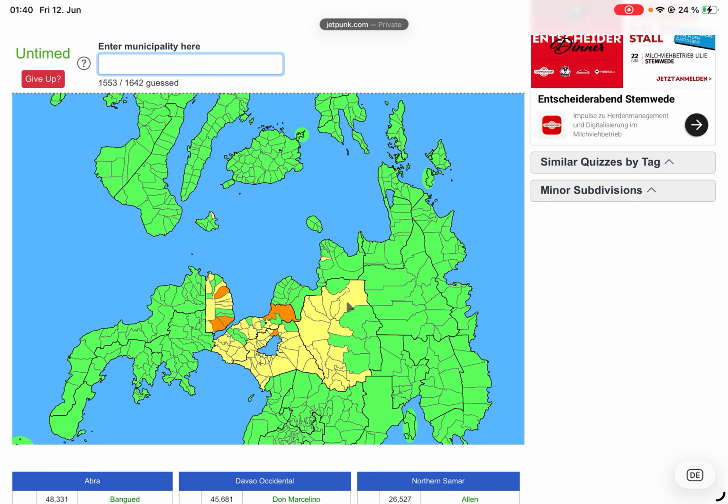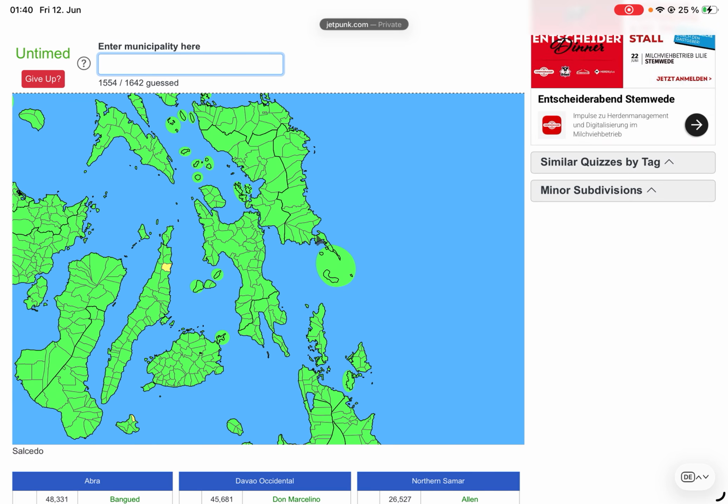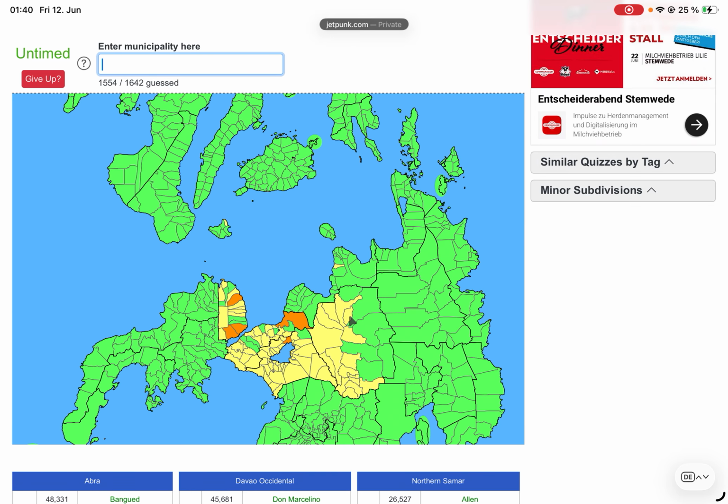Okay, then here in the north we have Impasugong. Already green is Malitbog from when we typed in Malitbog for Southern Leyte, right here, which is also called Malitbog. But for the rest of Bukidnon, we have Manolo Fortich, we have Sumilao, Libona, Baungon, Talakag, Lantawan, not Lantawan, Lantapan, Maramag. This should be Pangantucan.